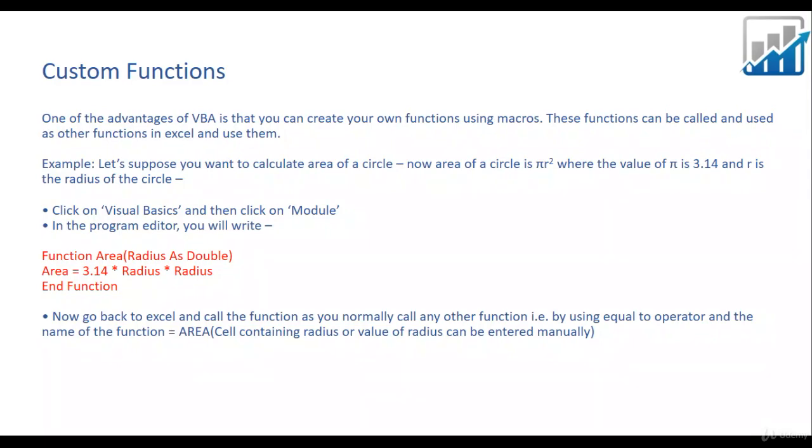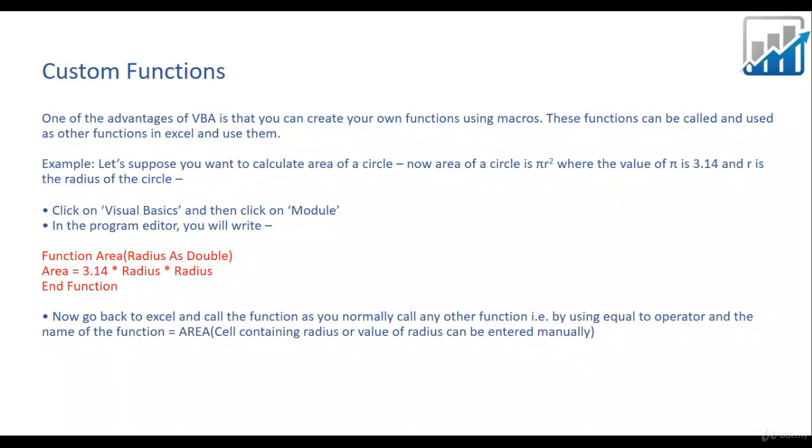and click on a module. Now, in the program editor, we need to write a function. How a function is declared is it starts with function and it ends with end function. Followed by function, we give the function name. Now the functions will have some arguments which will be declared in the brackets.